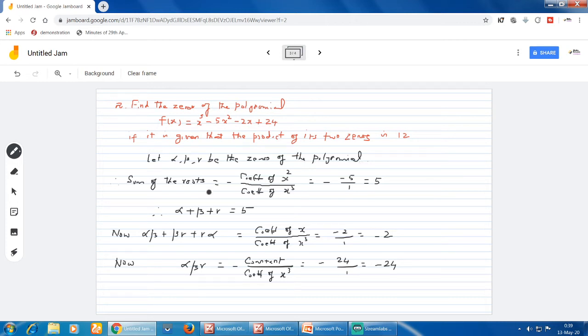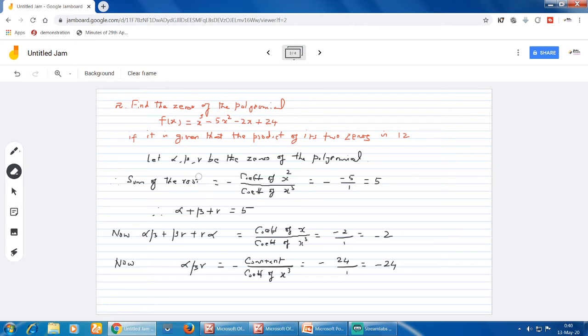First let us find the sum of zeros, the sum of the roots. So the sum of the roots is given by minus coefficient of s square by coefficient of s cube, that you know already. So that will be equal to minus of minus 5 by 1, that gives 5. Okay, that's the sum of the zeros.